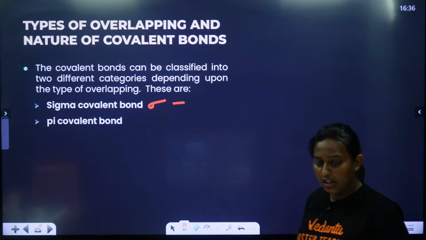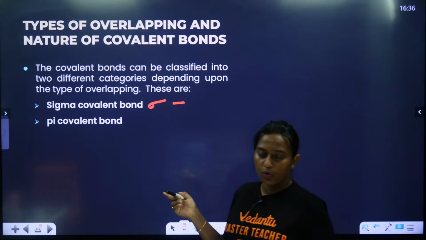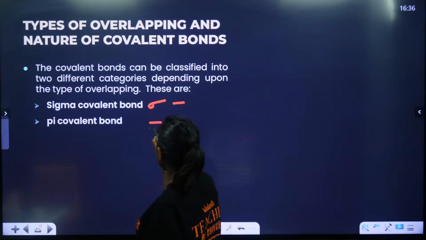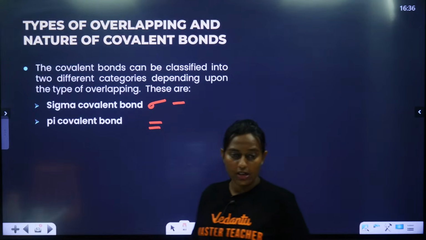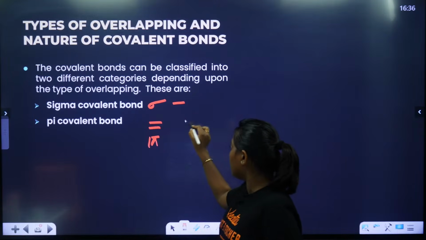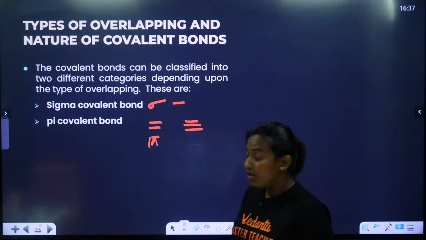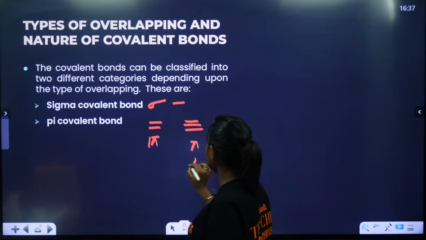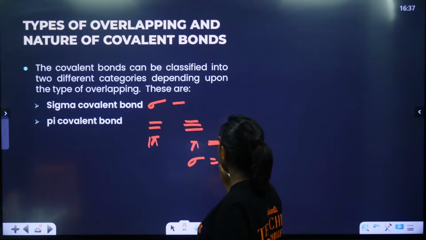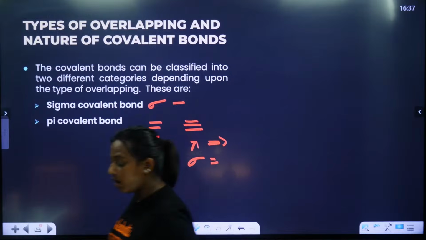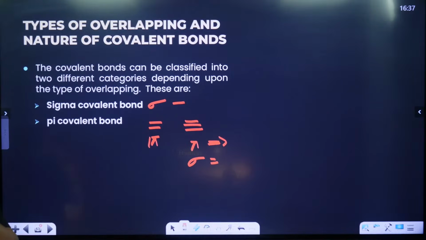Actually a single bond is a sigma bond, and pi bond comes with the second bond, when you consider the double bond. How many pi bonds are there in a double bond? Only one pi bond is there. So when you consider a triple bond, how many pi and how many sigma bonds are there? Tell me.